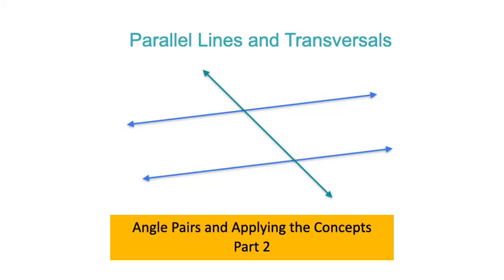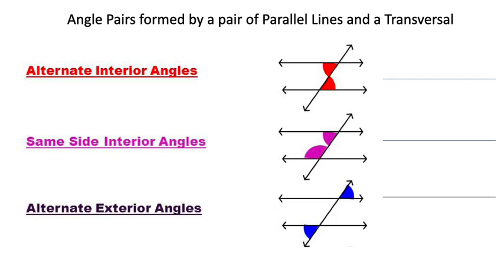We will continue our work with parallel lines and transversals. This is going to be part 2 of our lesson. We've looked at special angle pairs. Some of them are shown here.